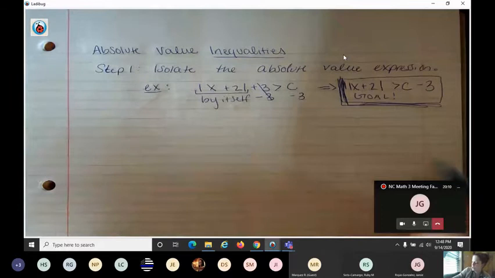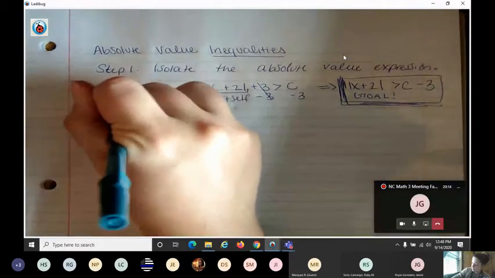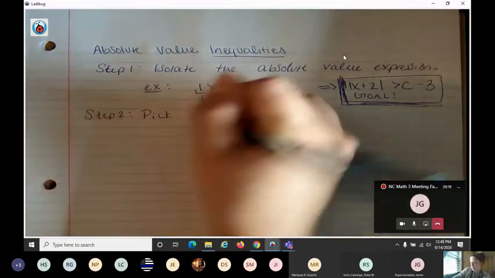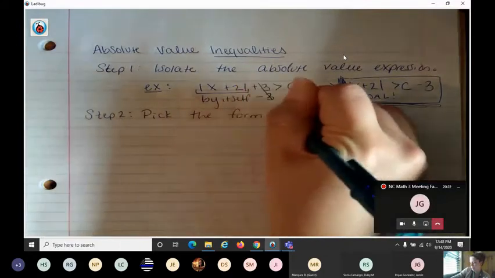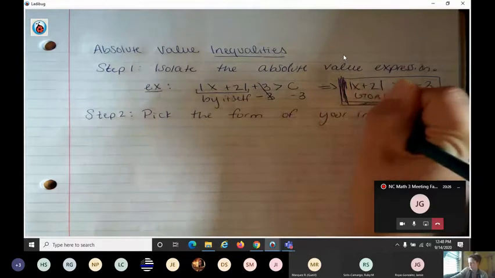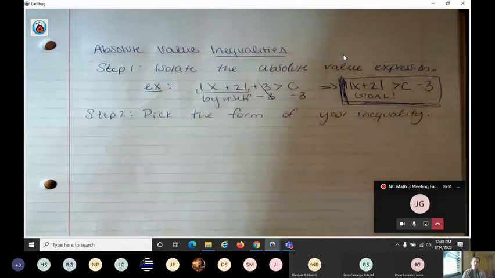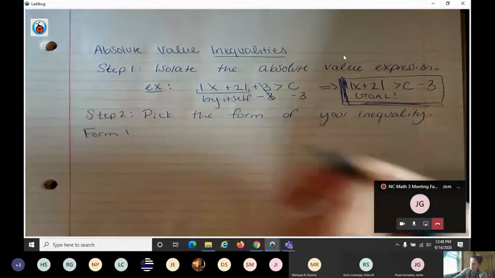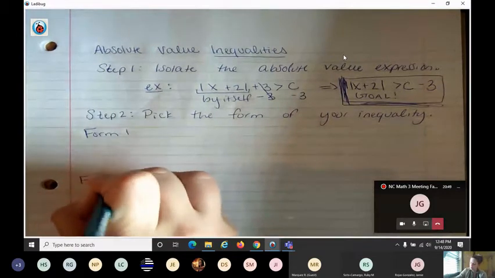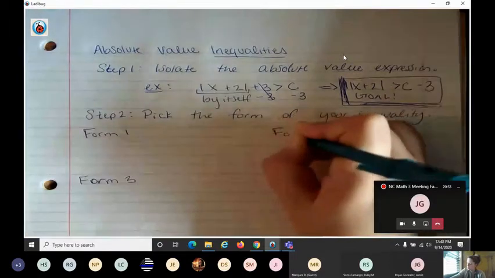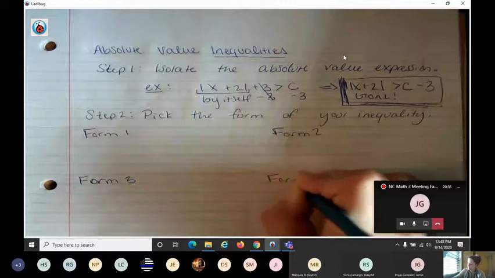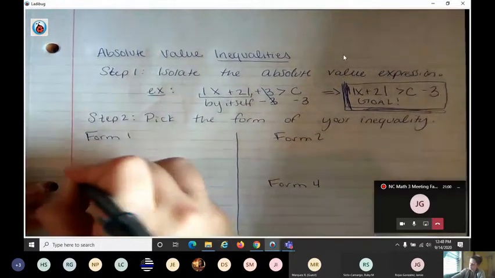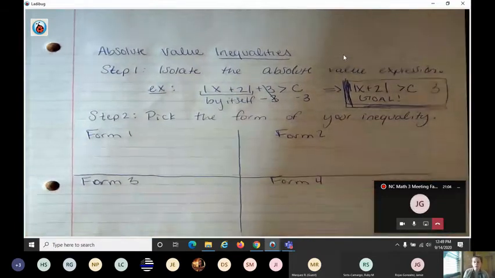All right, so step 2 is going to be to pick the form of your inequality. Okay, so there are going to be 4 different forms of our inequalities. I'm going to show you each of those in a minute. So step 1 is to isolate our absolute value. And step 2 is to figure out which form you have. So we could have form 1, form 3 here, form 2, or form 4. Okay. So there's 4 different ways we can write our inequalities.